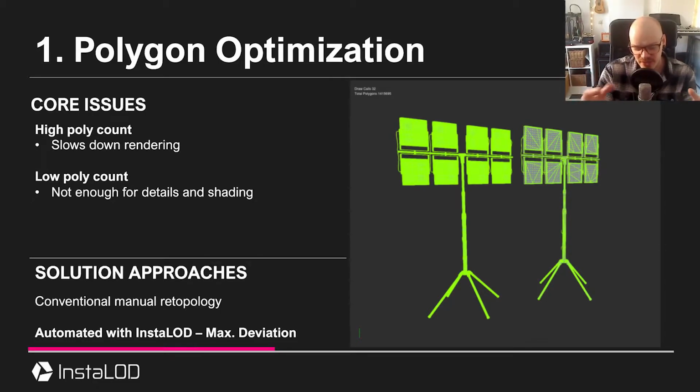In this process, you have to make sure that the important details are maintained. The silhouettes, the boundaries, everything is maintained so that the model still looks good, but with a lower amount of polygons. The shading needs to be maintained and a lot more. Now, if this is done manually, it can take hours, if not days, depending on the complexity of the scene.